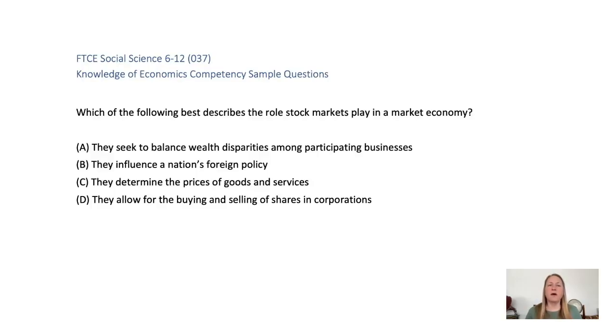A. Balance wealth disparities is incorrect. Stock markets don't aim to reduce or balance wealth. B. Influence foreign policy is incorrect. Stock markets don't directly affect a nation's foreign policy decisions. C. Determine price of goods and services is incorrect. That's done by supply and demand, not the stock market. The correct answer is D. They allow for buying and selling of shares in corporations.